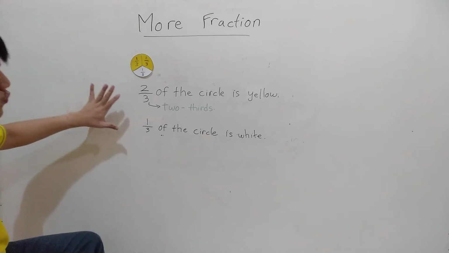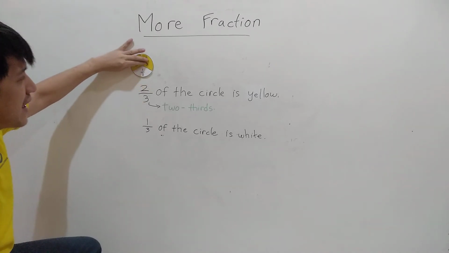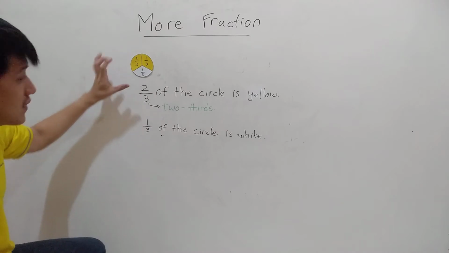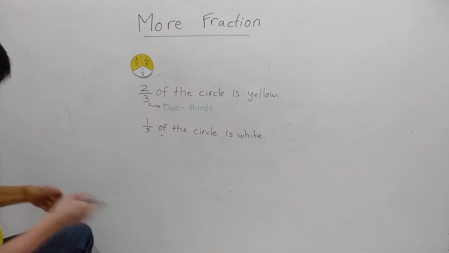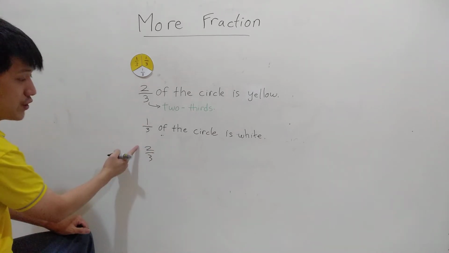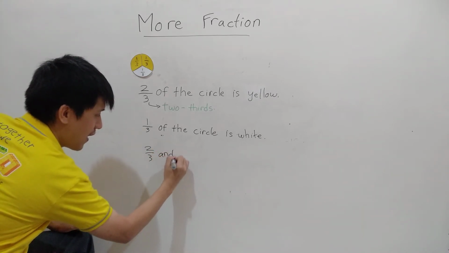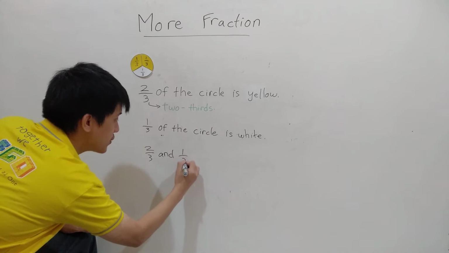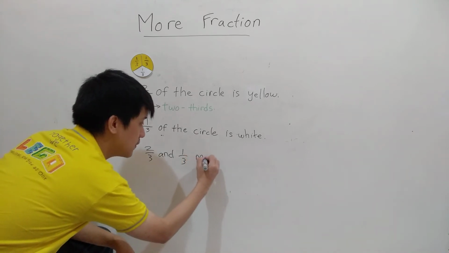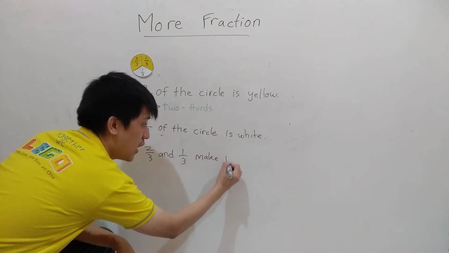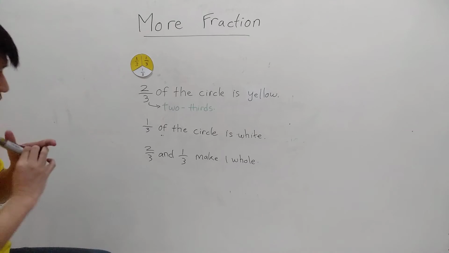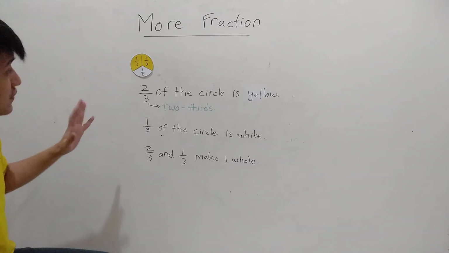Do you know what we will get if I combine the yellow and the white? When we combine the yellow and the white, we will have one whole, right? This is one whole circle. Therefore, we can say that 2/3, the yellow, and 1/3, the white, make one whole. Understand? Let's try with another one.